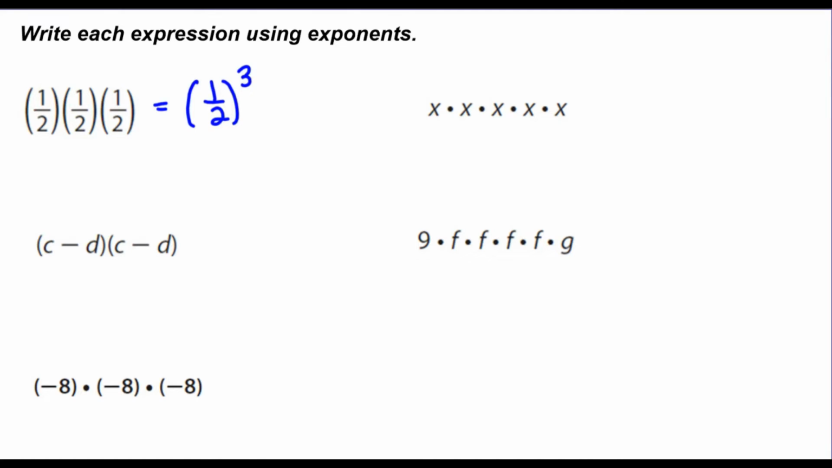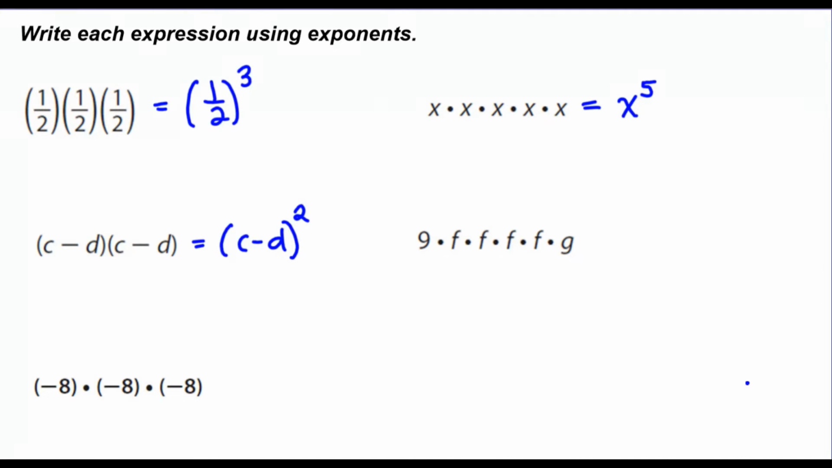The next one, x times x times x times x times x. That gets a little bit long to say, so it's a good thing we can abbreviate that. There are 5 x's there, so this is x to the 5th, or x to the 5th power. Next one, we have an expression that's multiplied by itself, c minus d times c minus d. So here, c minus d is getting repeated, so that's my base, and it's repeated twice, so that's my exponent, c minus d squared, and then make sure we keep the parentheses around there. Parentheses make differences with exponents and powers.